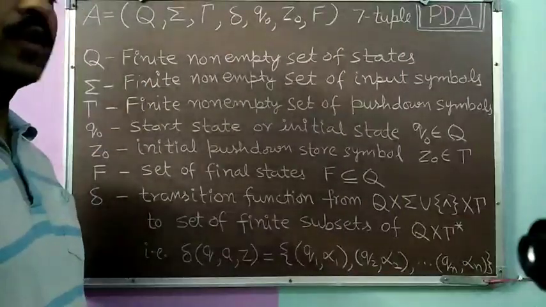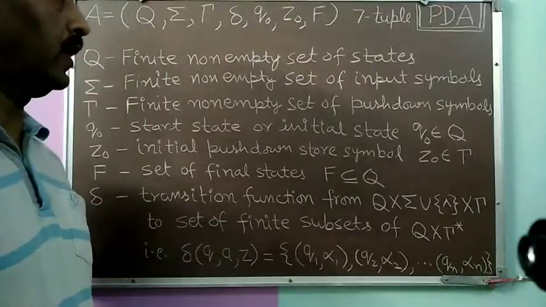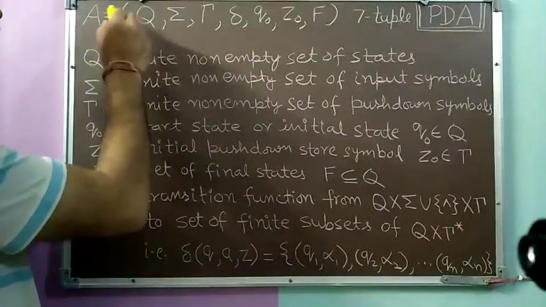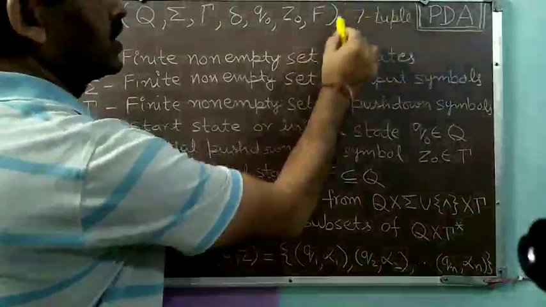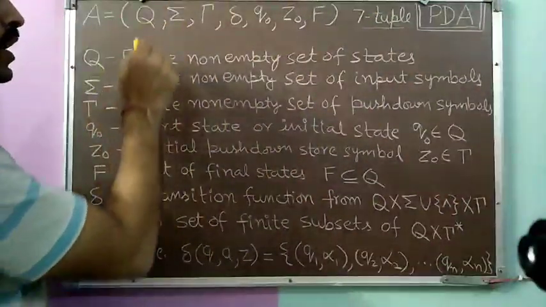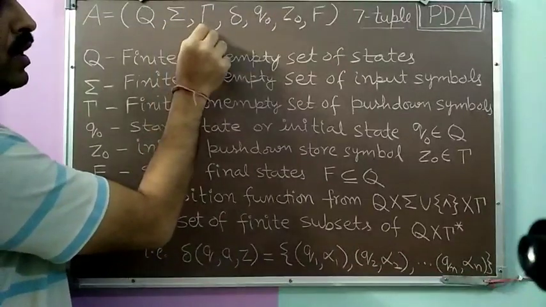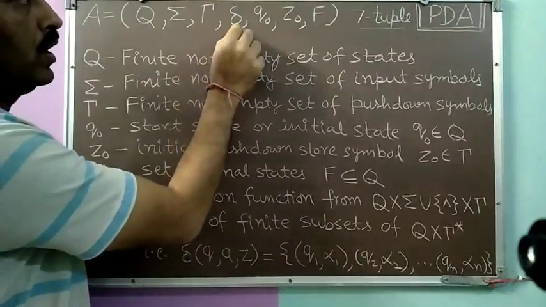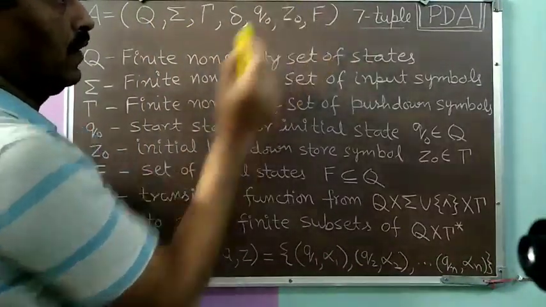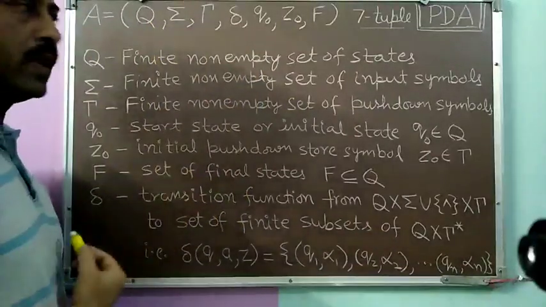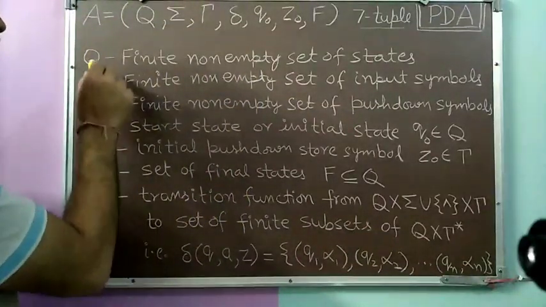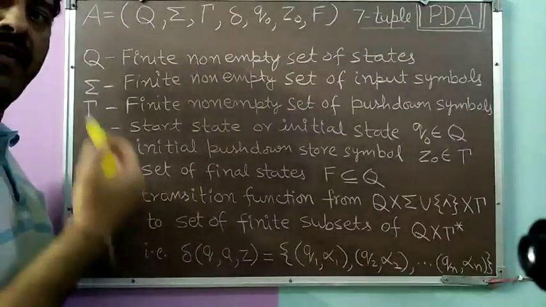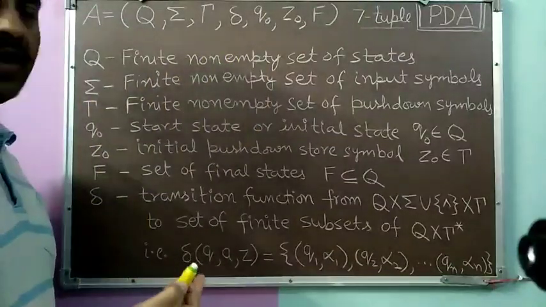Now we will discuss the formal definition of a push-down automaton. A push-down automaton, suppose named A, is a collection of 7 things, so it is called a 7-tuple. These 7 things are Q, sigma, rho, delta, Q0, Z0, and F. Now we will see what these symbols mean. Capital Q is a finite non-empty set of states, as it was in the case of FAs.